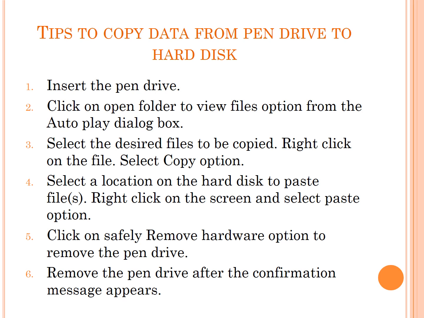After making a copy of the files from the pen drive to the hard disk, we have to take the pen drive out of the computer system. For that, we have to remove the pen drive. Click on the Safely Remove Hardware option to remove the pen drive. When we give this command, it will ask for our confirmation whether we want to remove the device or not. When we confirm yes, the pen drive can be safely removed from the computer slot.